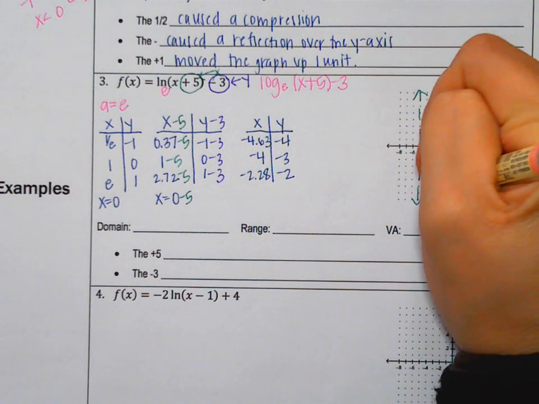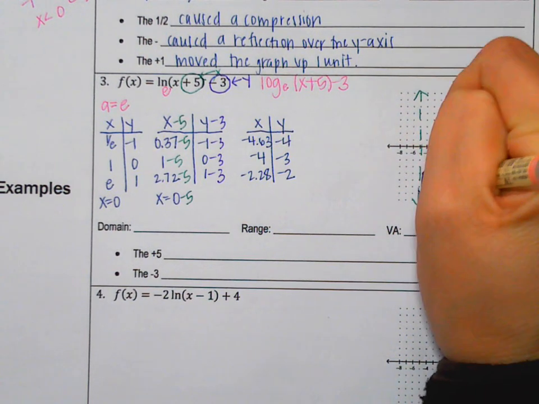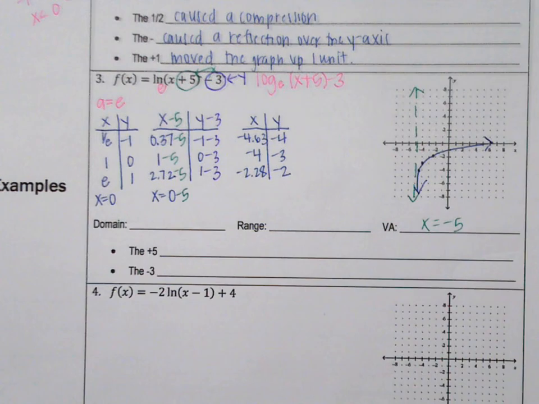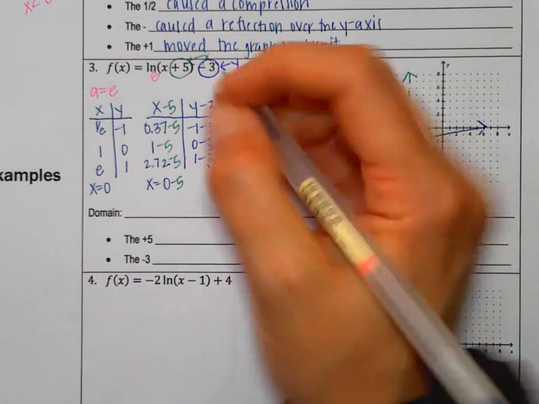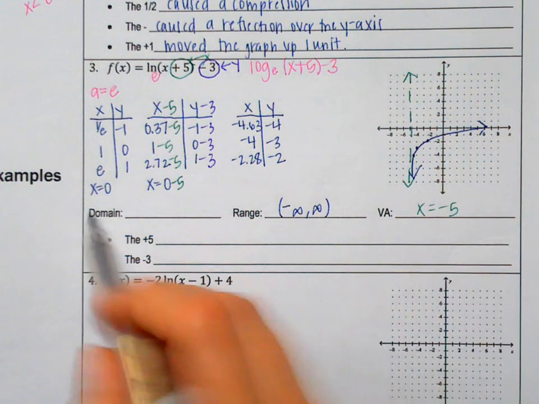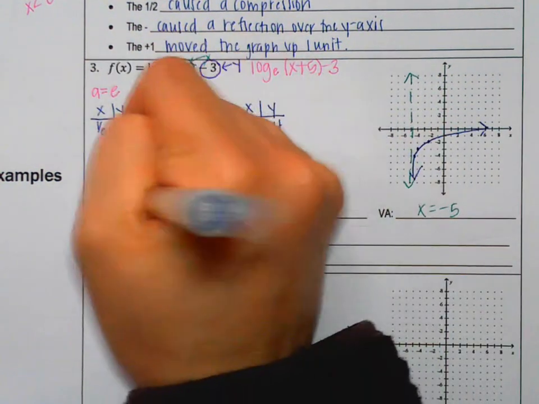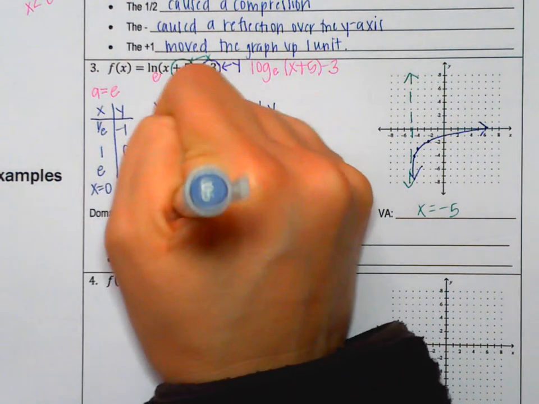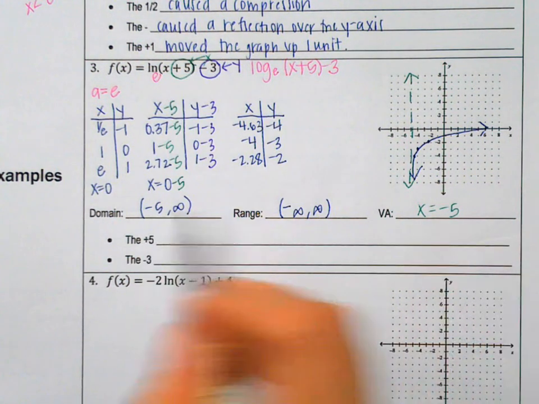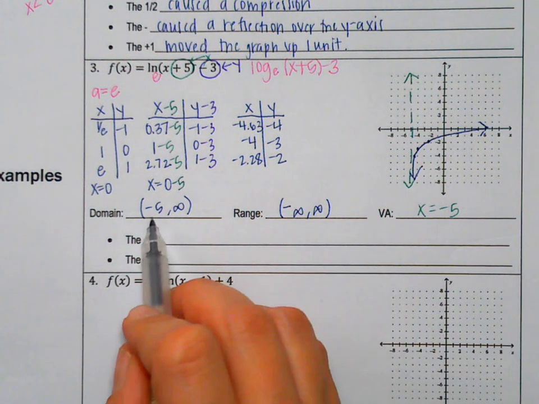So again, it's that curve with a sharp turn up or to the side, however you want to think about it. My range, always the same, all real numbers. And then looking at the graph from left to right, it starts at -5 and goes on forever. So it's parentheses -5 to infinity. My vertical asymptote and my domain always go hand in hand. So the -5 and the -5.